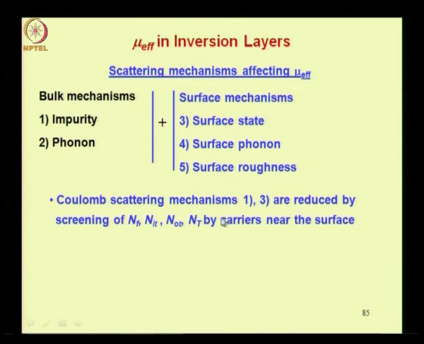Now, the Coulomb scattering mechanisms 1 and 3, so impurity scattering and surface state scattering, are because of Coulomb force. So, these mechanisms are reduced by screening of the charges NF, NIT, NOT and NT, that is the ionized impurities which are there in bulk also, by carriers near the surface. Okay. Now, let us understand this fact.